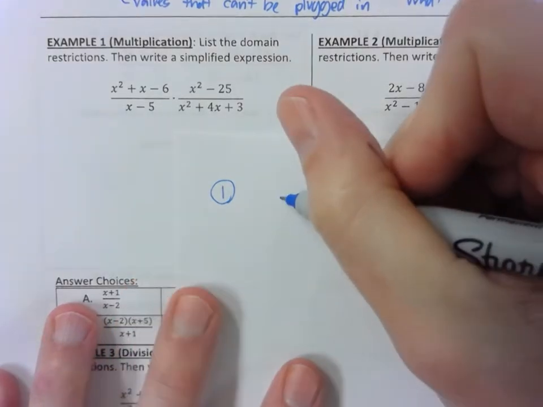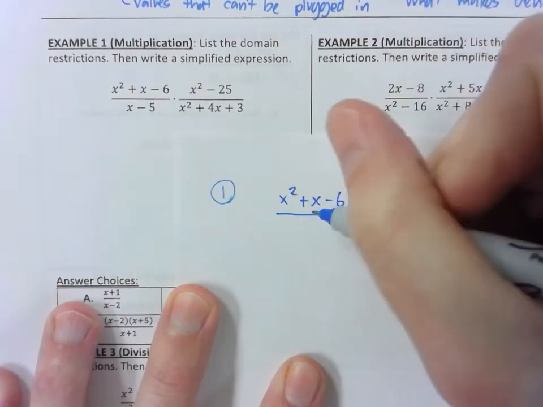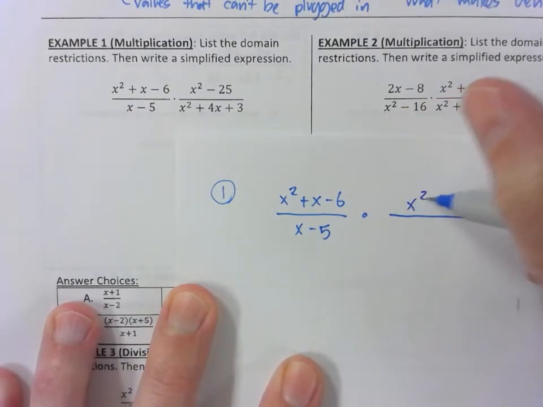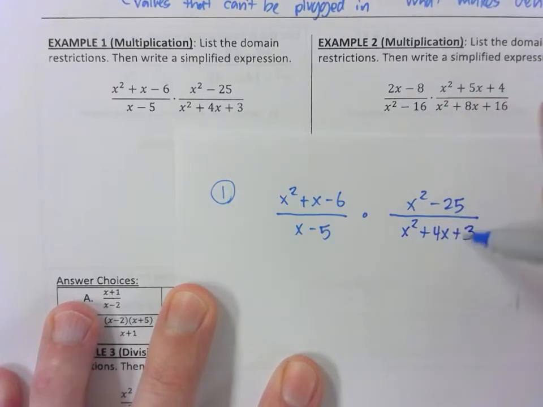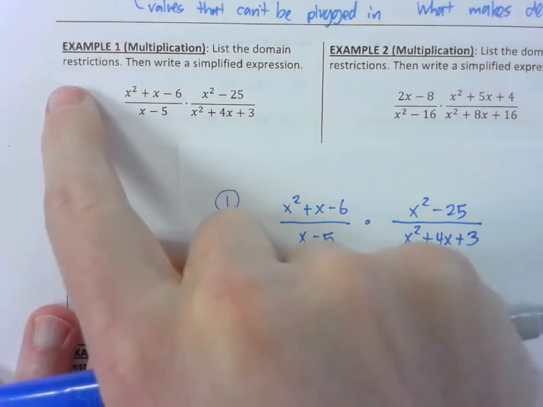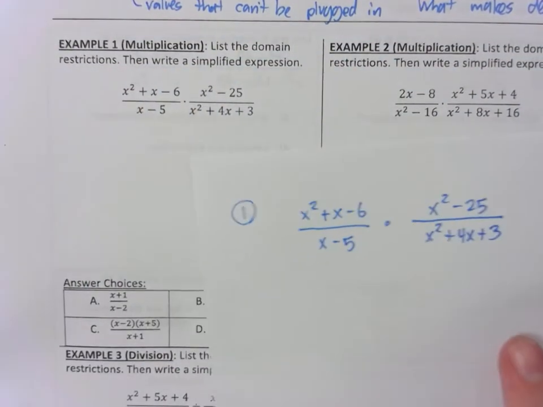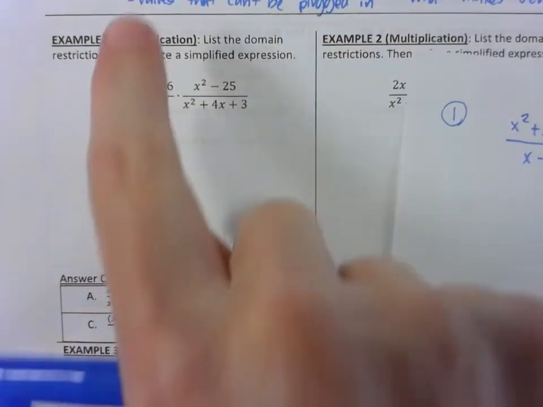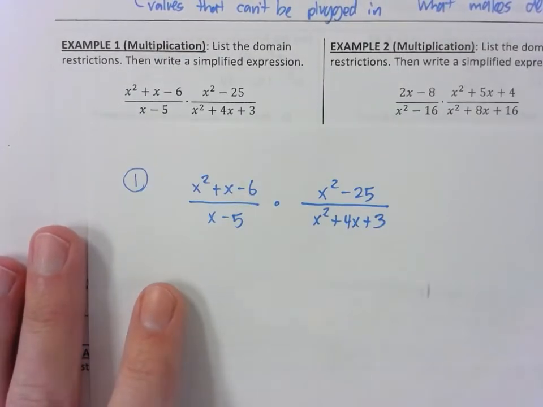So example 1, you have x squared plus x minus 6 over x minus 5 multiplied by x squared minus 25 over x squared plus 4x plus 3. And our goal is two parts in this problem. We have to first list the numbers that don't work, our domain restrictions, and then we're going to write a simplified expression. For our purposes, we have some answer choices here that can help us decide which expression is going to be equivalent to that. And we will use our Desmos graph to match those up. So let's start with restrictions.